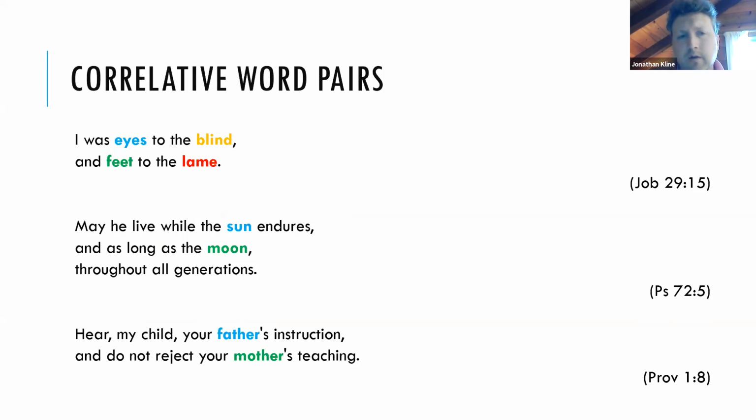Word pairs can be correlative. I was eyes to the blind and feet to the lame. Eyes and feet are not opposites, but they're corollaries. They're related terms, both body parts. May he live while the sun endures and as long as the moon throughout all generations. Sun and moon are both celestial bodies. Hear, my child, your father's instruction, and do not reject your mother's teaching.